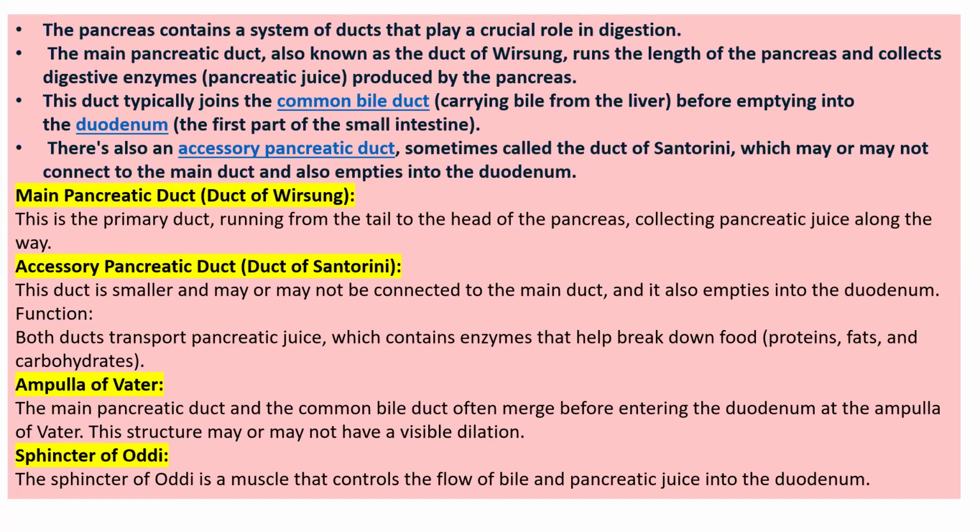which help in the digestion or breakdown of protein, fat, and carbohydrates. Ampulla of Vater: I said the main pancreatic duct and common bile duct often merge before entering the duodenum at the ampulla of Vater. This structure may or may not have a visible dilation.